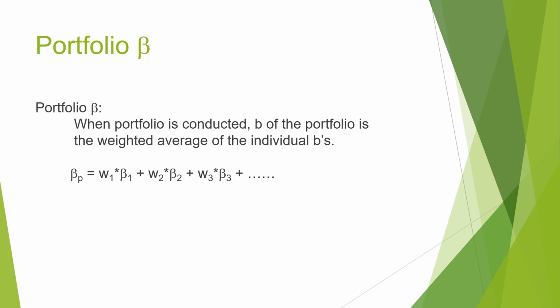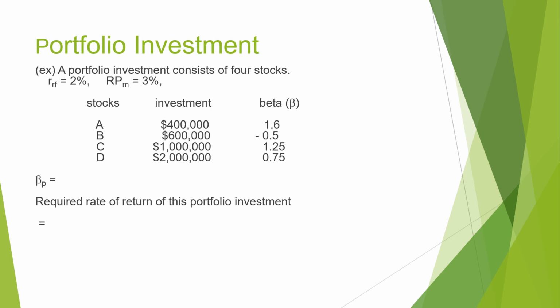Now, portfolio beta is computed by weighted average of individual betas. Let's look at one example here. A portfolio investment consists of 4 stocks. Risk-free rate of return is 2%. Market risk premium is 3%. Then, what is portfolio beta? And then, what is the required rate of return of this portfolio investment?